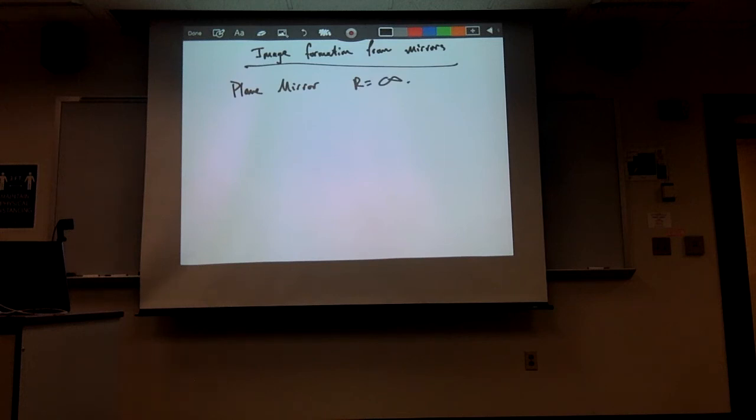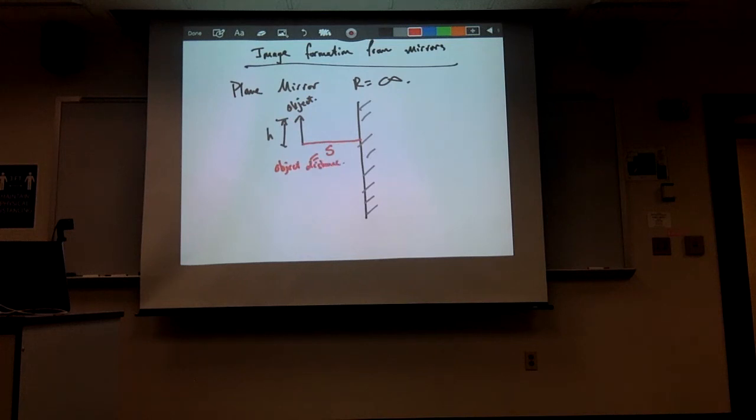So what happens in this case? Let's say here's my plane mirror, and I'm going to put something in front of the mirror. This is my object. This object has a height to it, let's call this height h. And then it's some distance away from the mirror itself, and let's call that distance s. So s in this case is equal to my object distance.